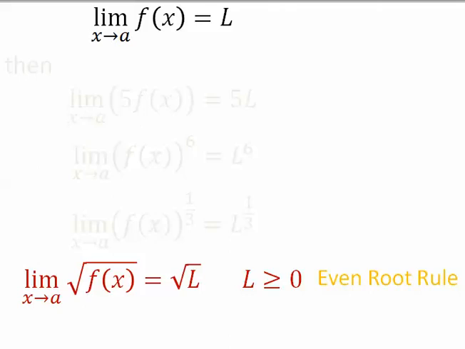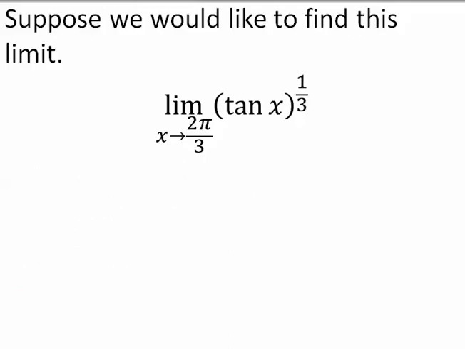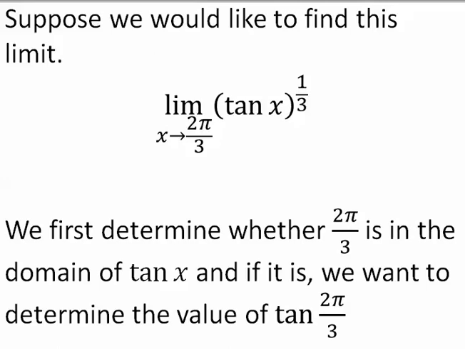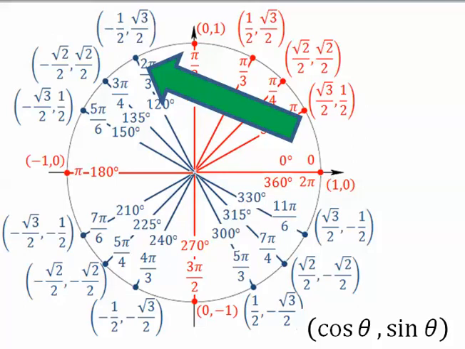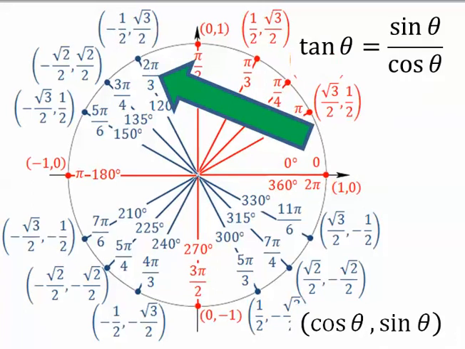Let's see how this plays out. Suppose we would like to find this limit. We first determine whether 2 pi over 3 is in the domain of tangent x, and if it is, we want to determine the value of tangent of 2 pi over 3. 2 pi over 3 is in the second quadrant. I want to remind you that the first number of the ordered pair is the cosine, and the second number is the sine. I also want to remind you that tangent equals sine over cosine.